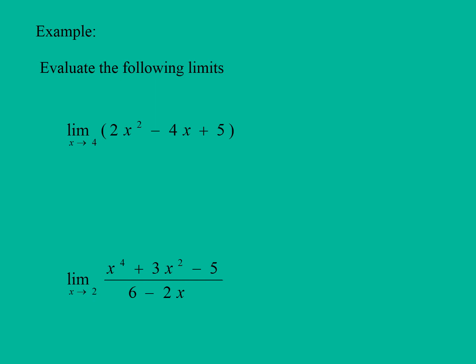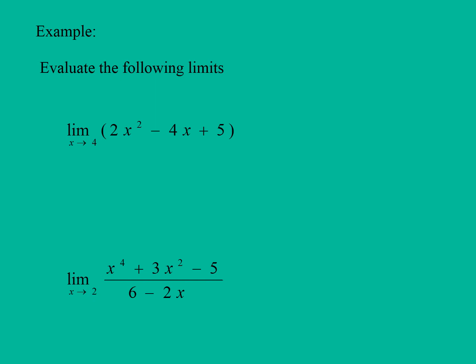Here's some examples we're going to evaluate. It says evaluate the following limits. And we are going to be using the direct substitution method because in the first one, we're working with a polynomial. And we know we can use direct substitution because this is a continuous function.